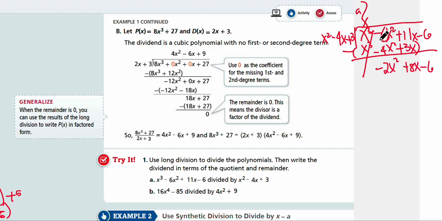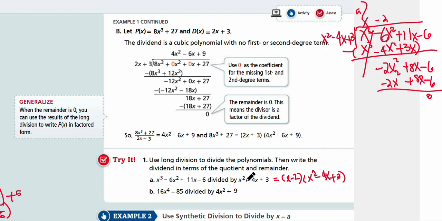And then you match the leading term again. x squared times negative 2 would be negative 2x squared. And then you multiply negative 2 with the other terms as well. You get plus 8x and then minus 6, and oh, look at that, you have no remainder. So writing this as the quotient and remainder, you will get x minus 2 times x squared minus 4x plus 3. Okay, good.